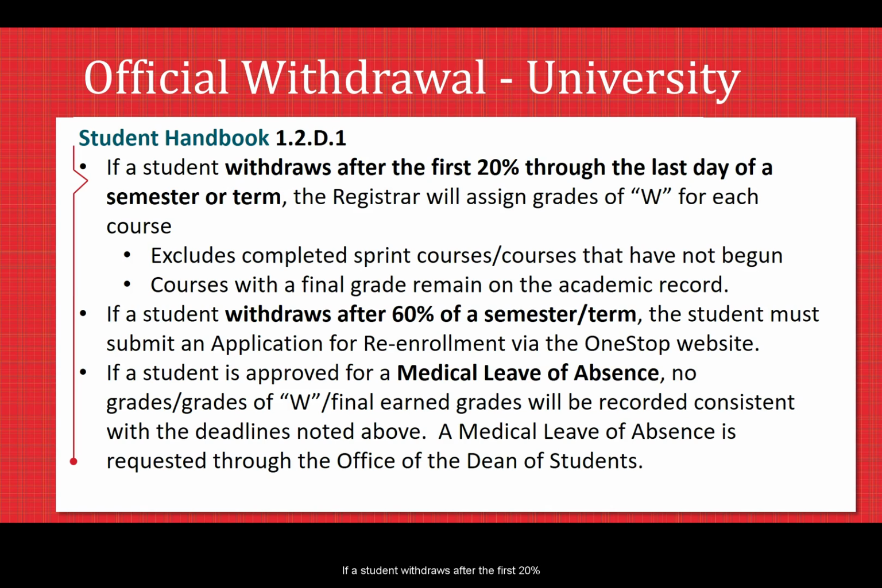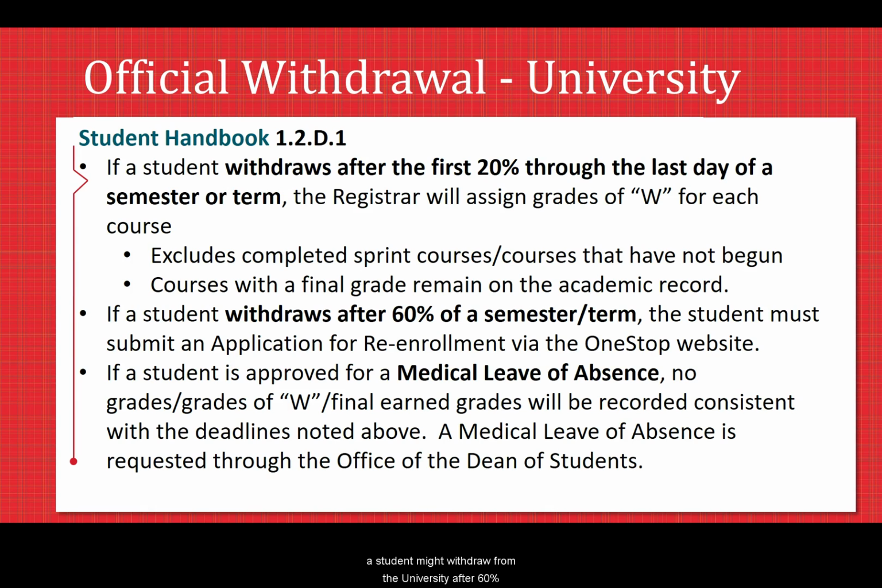If the student withdraws after the first 20% and before the last day of the semester or term, a W will be recorded for each course. Again, this excludes completed sprint courses where a grade has already been earned, in which case the earned grade will appear on the record. Also, courses that have not begun will not show on the record. However, courses with a final grade remain on the academic record.